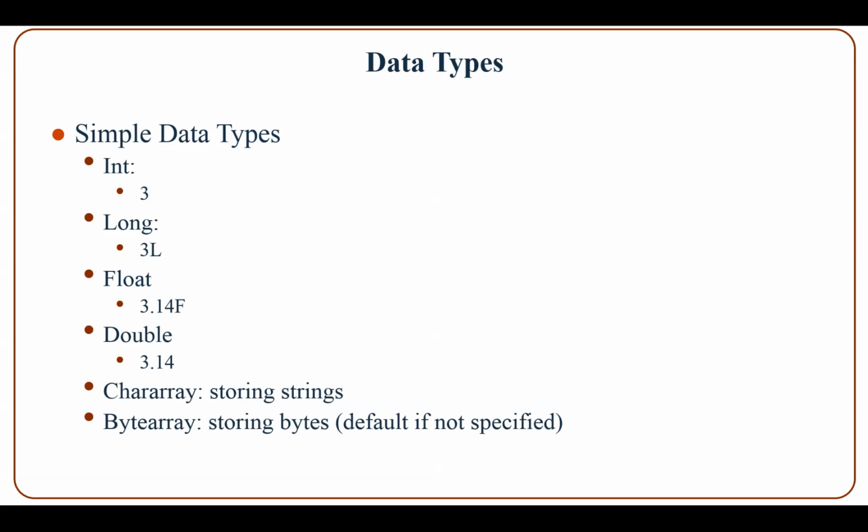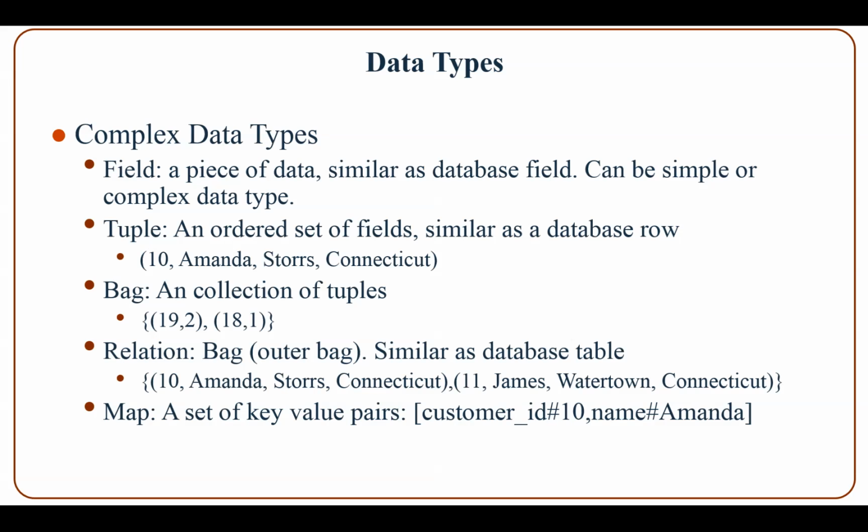This slide shows the simple data types such as int for integer, long for long integer, float, and double. Float is 32-bit floating point and double is 64-bit floating point. Chararray is for storing strings and bytearray is for storing bytes, and this is the default if a type is not specified. This slide shows the complex data types.